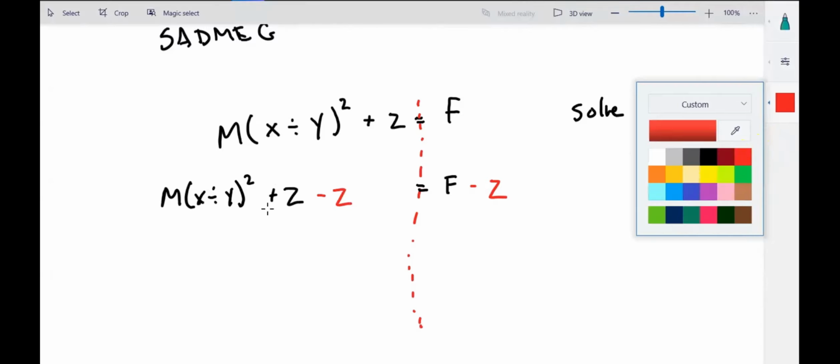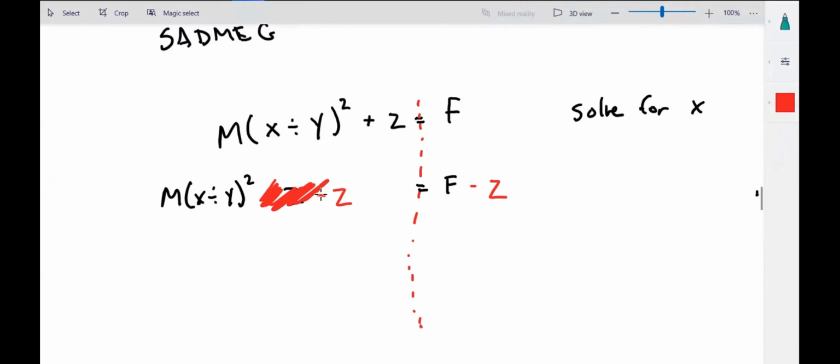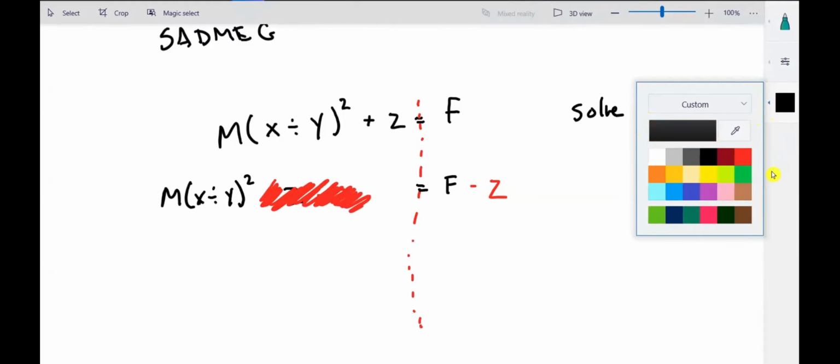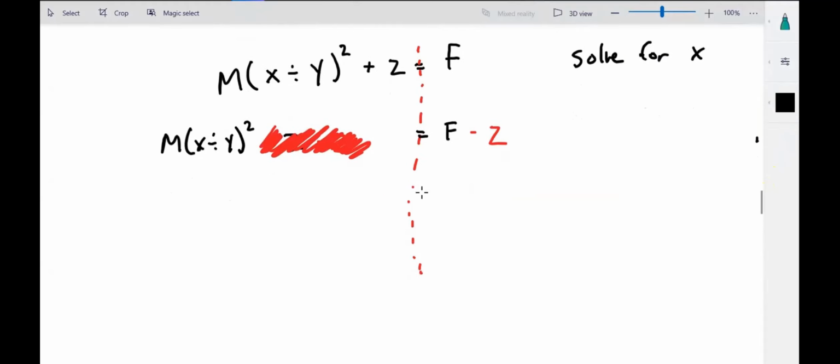Actually, I like the dramatic effect of scribbling that out. The plus z and the minus z. It's like fire and ice, fire and water. They just cancel out completely. It's gone.